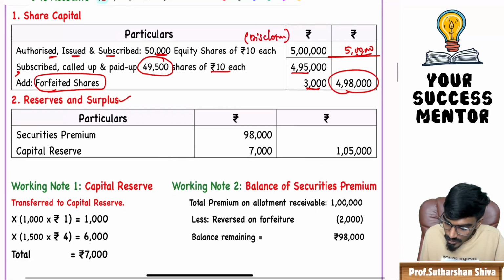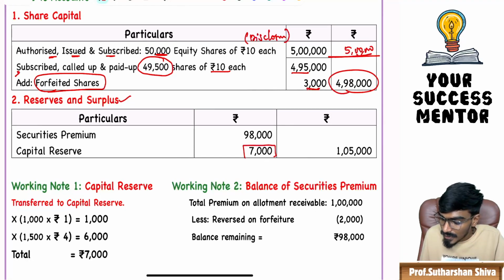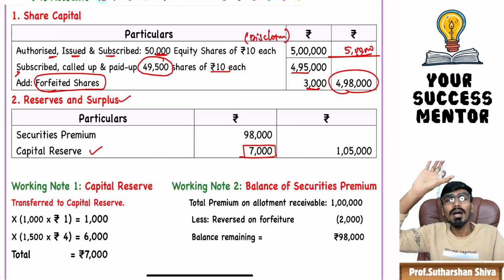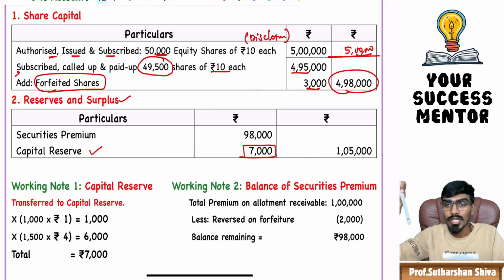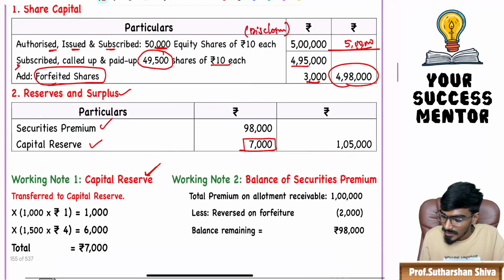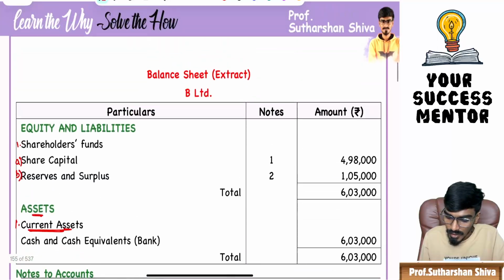Now come to reserves and surplus. Whatever capital reserve we computed, we will show under the reserves and surplus column. For securities premium, whatever we receive at the time, we pass the entry: equity share allotment account debit, to equity share capital, to securities premium. That securities premium will come and we will place it over here. Capital reserve computation, you know really well how to do it. The balance on securities premium we will also have.